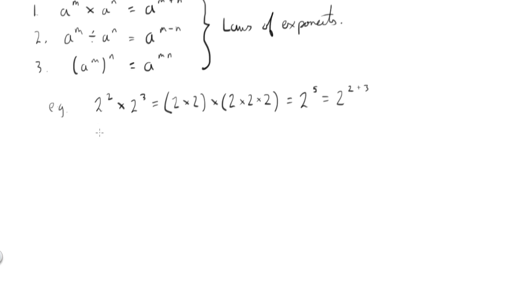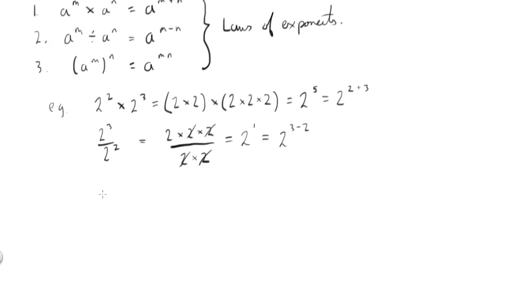What if I have 2 to the power 3 divided by 2 to the power 2? On the top, I've got 2 times 2 times 2, and on the bottom, I've got 2 times 2. If you know your fractions, we can cancel out a 2 on the top and a 2 on the bottom, and we can do the same for the other one, and we get 2, and that's actually 2 to the power 1 because it's just 2 on its own. You can see 2 to the power 1 is the same as 2 to the power 3 minus 2. So again, this validates the second law.